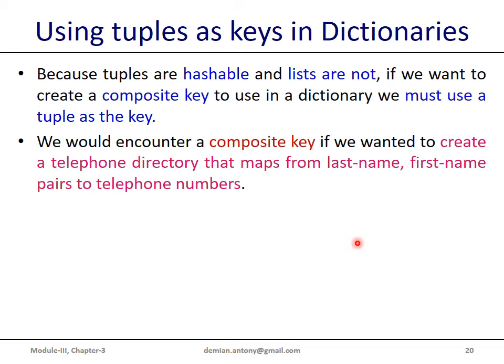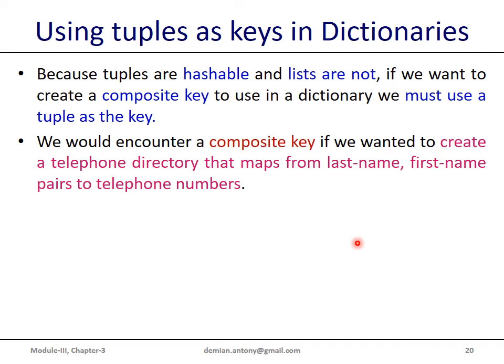We can use tuples as keys in a dictionary. If you want to create a composite key having multiple values in a dictionary, we must use a tuple of values as a key. One potential example for this dictionary with the composite key is a telephone directory.